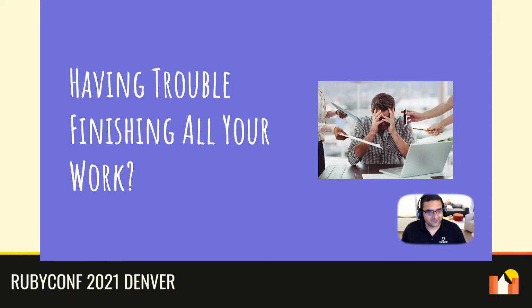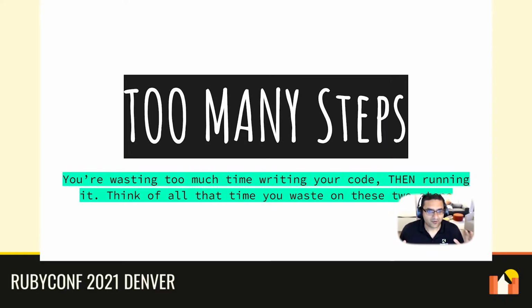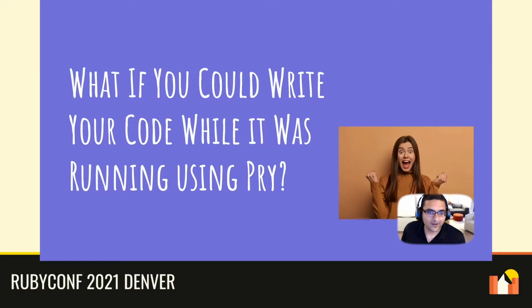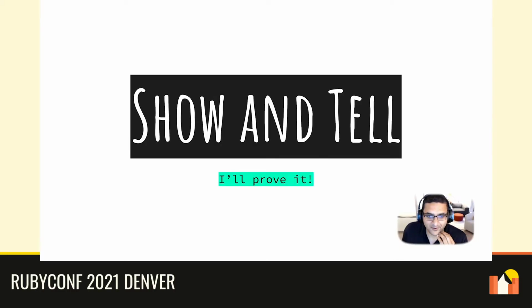Having trouble finishing all of your work? The problem is you're doing too many steps. You're wasting too much time writing your code, then running it. Think about all of the time that you waste on these two steps as distinct actions. I have a really amazing solution for you. What if you could write your code while it was running using Pry? That is your solution. You could take all of your steps and go from two to one. Turns out you could write code a lot faster. So now we're actually going to take a look at how we would do that.